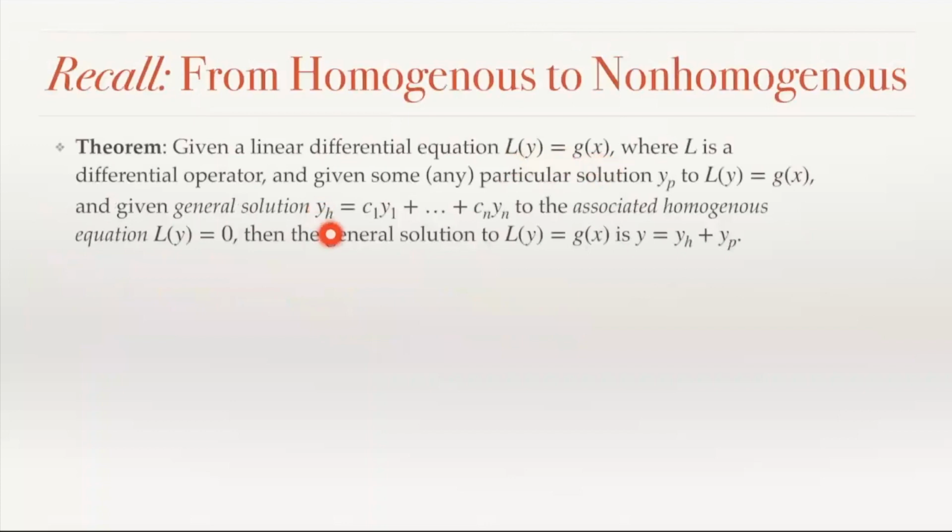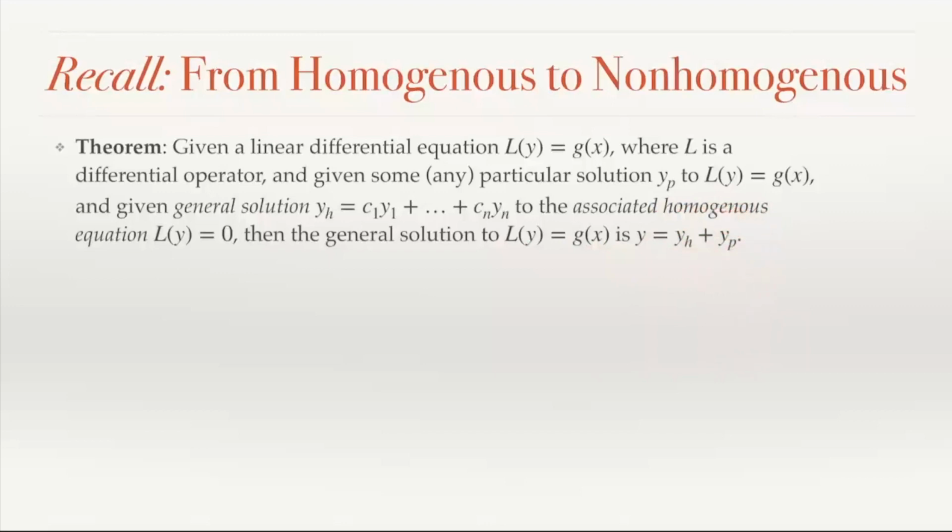general solution y sub h to the associated homogeneous equation L of y equals 0, obtained by just deleting the right-hand side and making it homogeneous, and given a particular solution to the original differential equation, then the general solution to the original differential equation is y sub h plus y sub p. We just put together our solution to the homogeneous complement with any particular solution to the original differential equation.